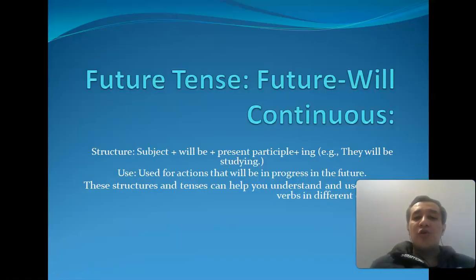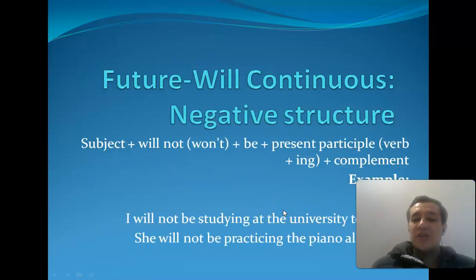Now we have the future will continuous. We have the structure here: subject plus will plus be plus present participle. That is the verb in ing form. As an example, we have they will be studying. And also if we have a complement, we can add it. It is used for actions that will be in progress in the future. These structure sentences can help you understand and use English verbs in different contexts. It is mainly for future will continuous.